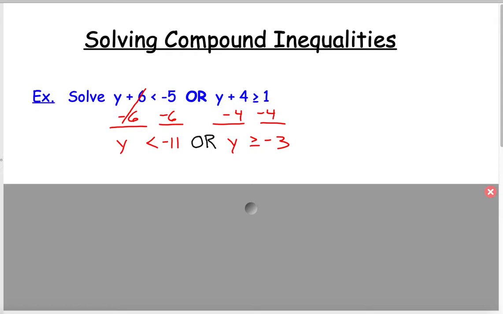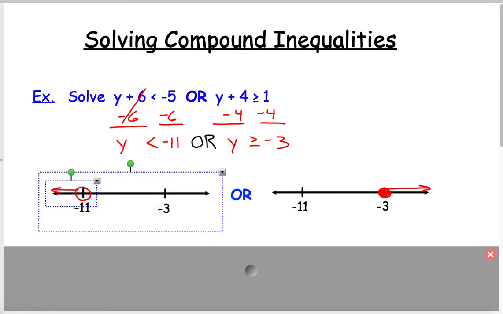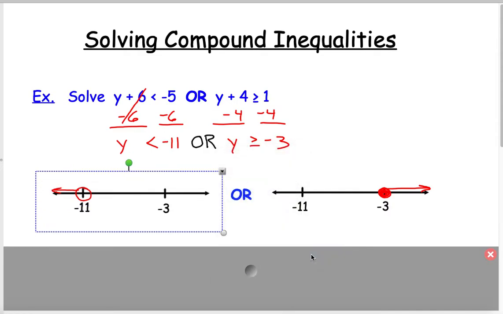And now we know how to graph these. You don't have to do them separately to get your final answer, but just as a reminder. So y less than -11, open circle, that goes to the left. Y greater than or equal to -3, that's a closed circle, goes to the right. Now how did the or work? The or meant that if we put them on top of each other, we want everything total.